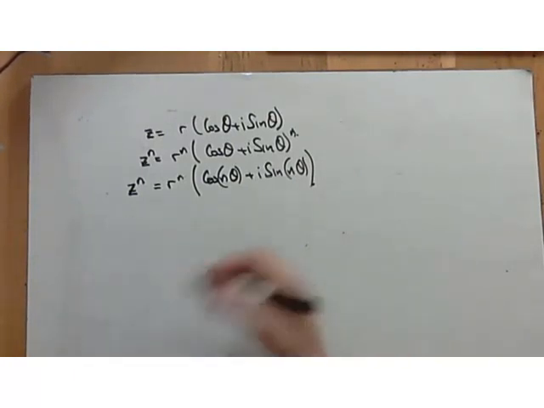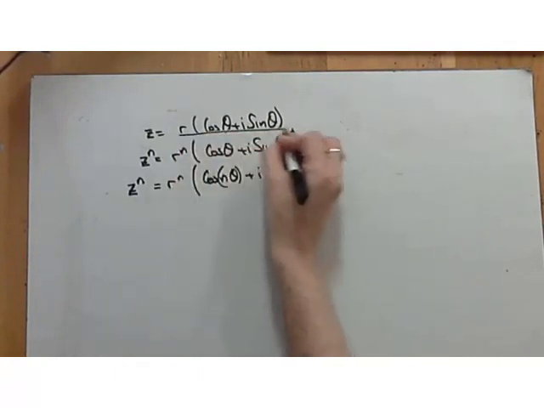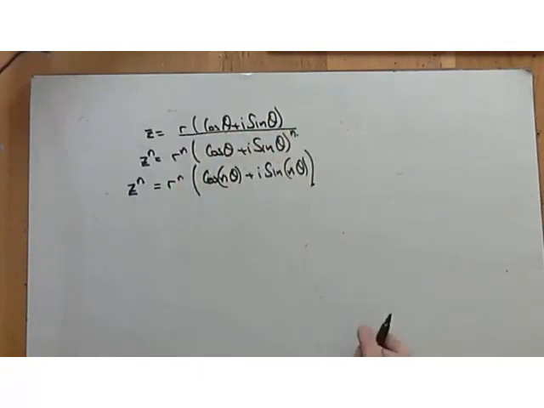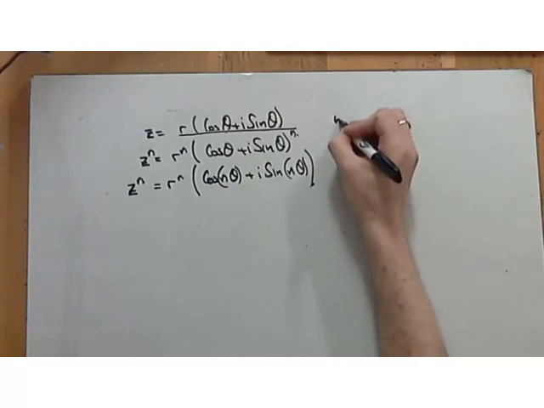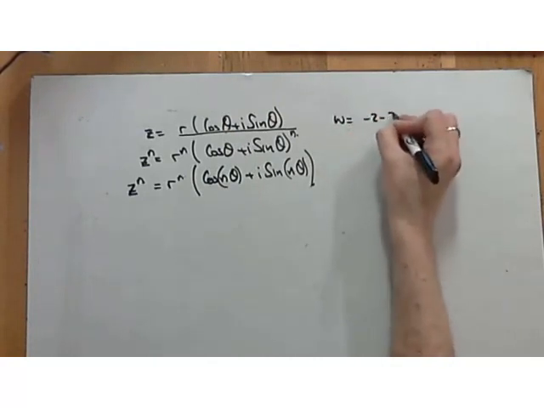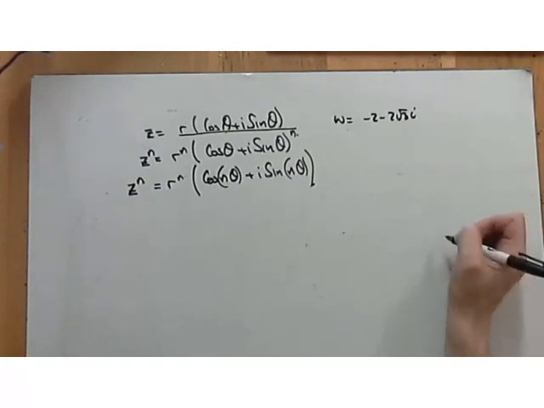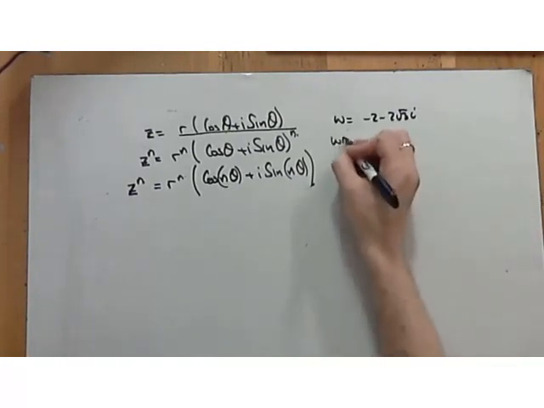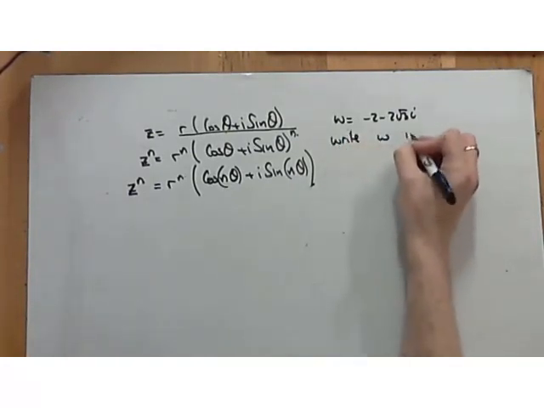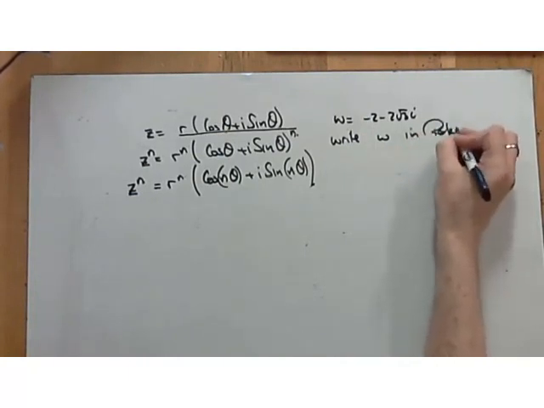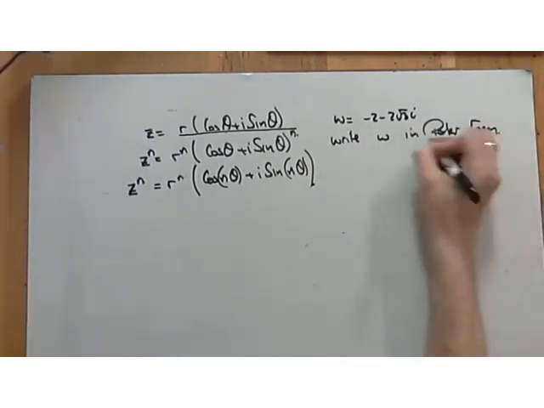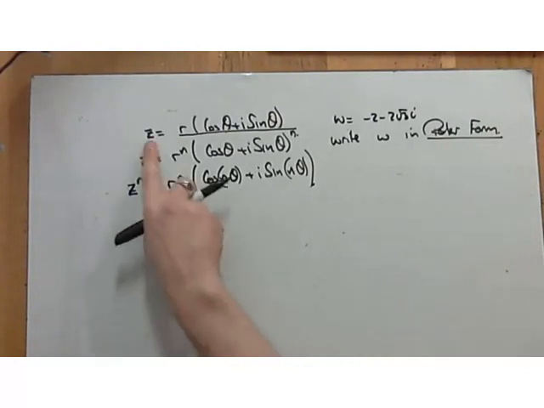Okay, but the first thing we have to do is write our numbers in polar form. So we're going to get w here. It says w is the number minus 2 root 3i, and it says write w in polar form. So we have to write it like this.